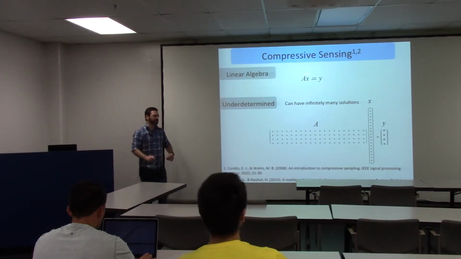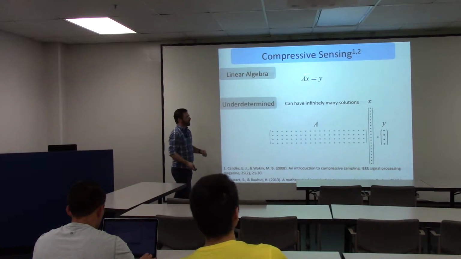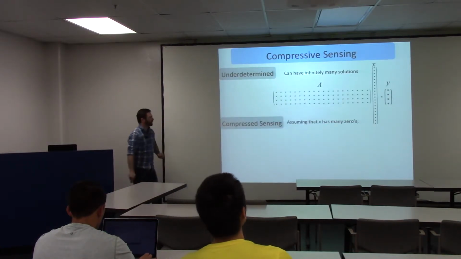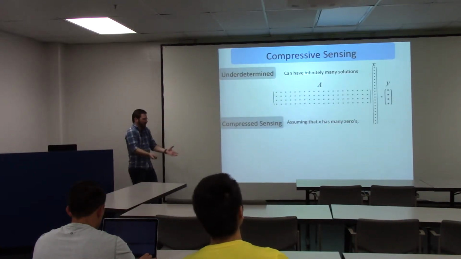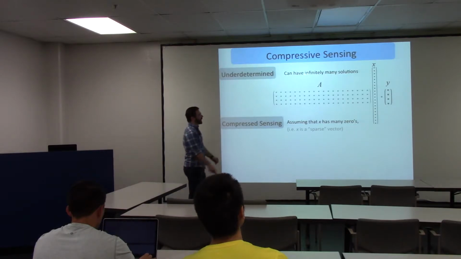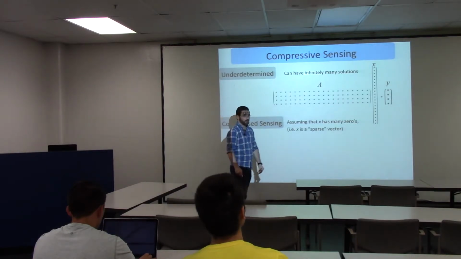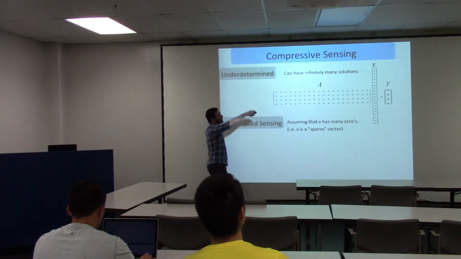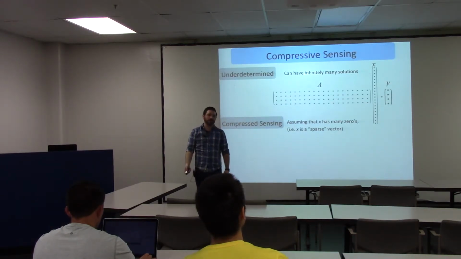Don't give up. Because if you make one little assumption, and this is like the basis underneath compressed sensing, you assume that x has many zeros. Whenever this vector right here has a lot of zeros, we refer to that as a sparse vector. So sparse, lots of zeros.